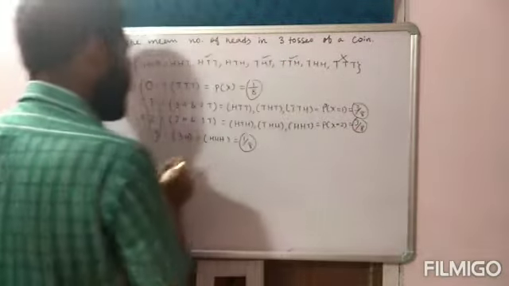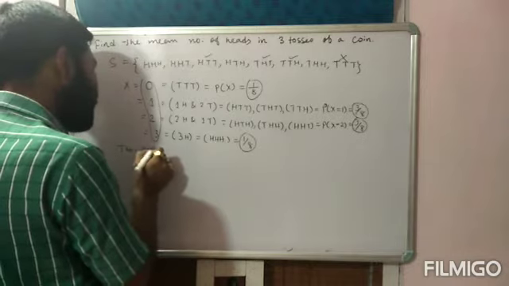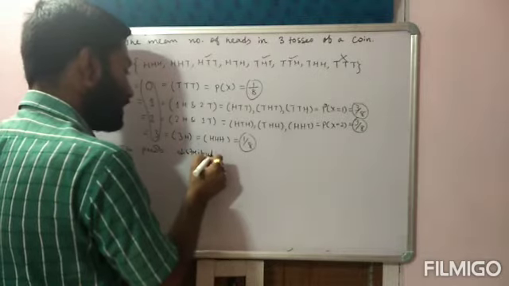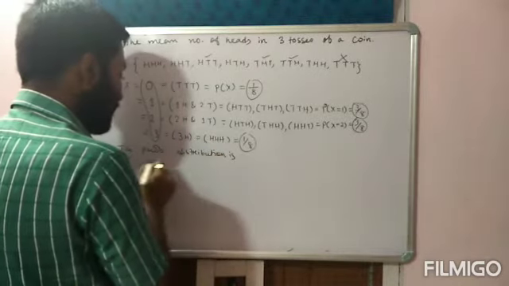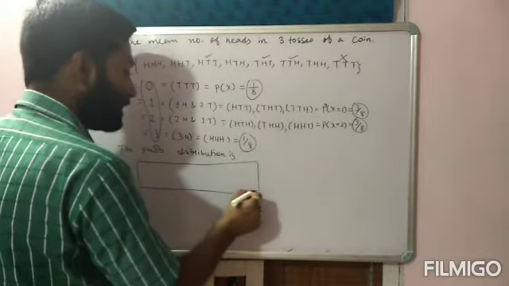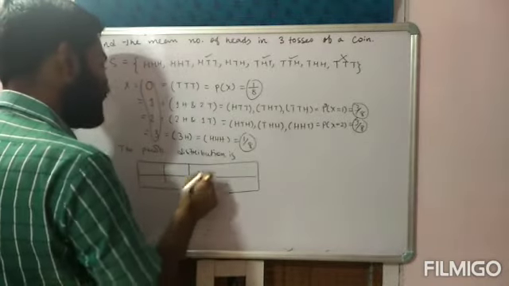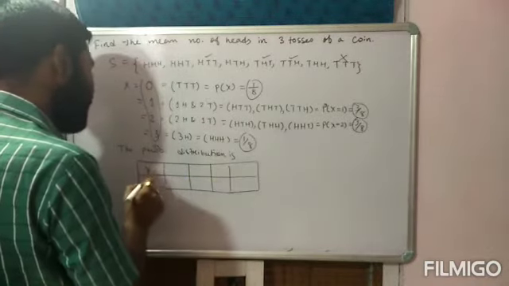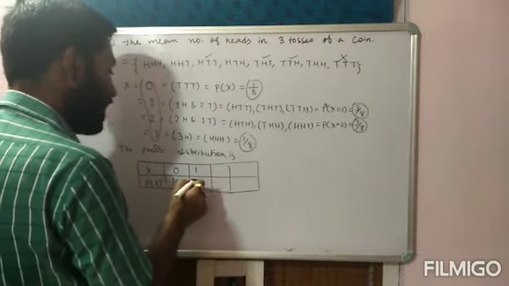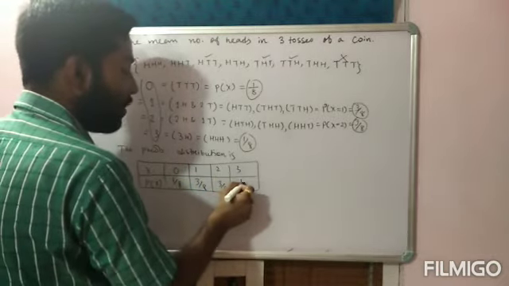Now since we know the values of X and P of X, write the probability distribution table. Therefore the probability distribution is, from the probability distribution only we can determine the mean or expectation of X. In the question the mean is asked; sometimes the question asks for expectation instead of mean. So same meaning only. X, P of X: 0, 1 by 8; 1, 3 by 8; 2, 3 by 8; and 3, 1 by 8.